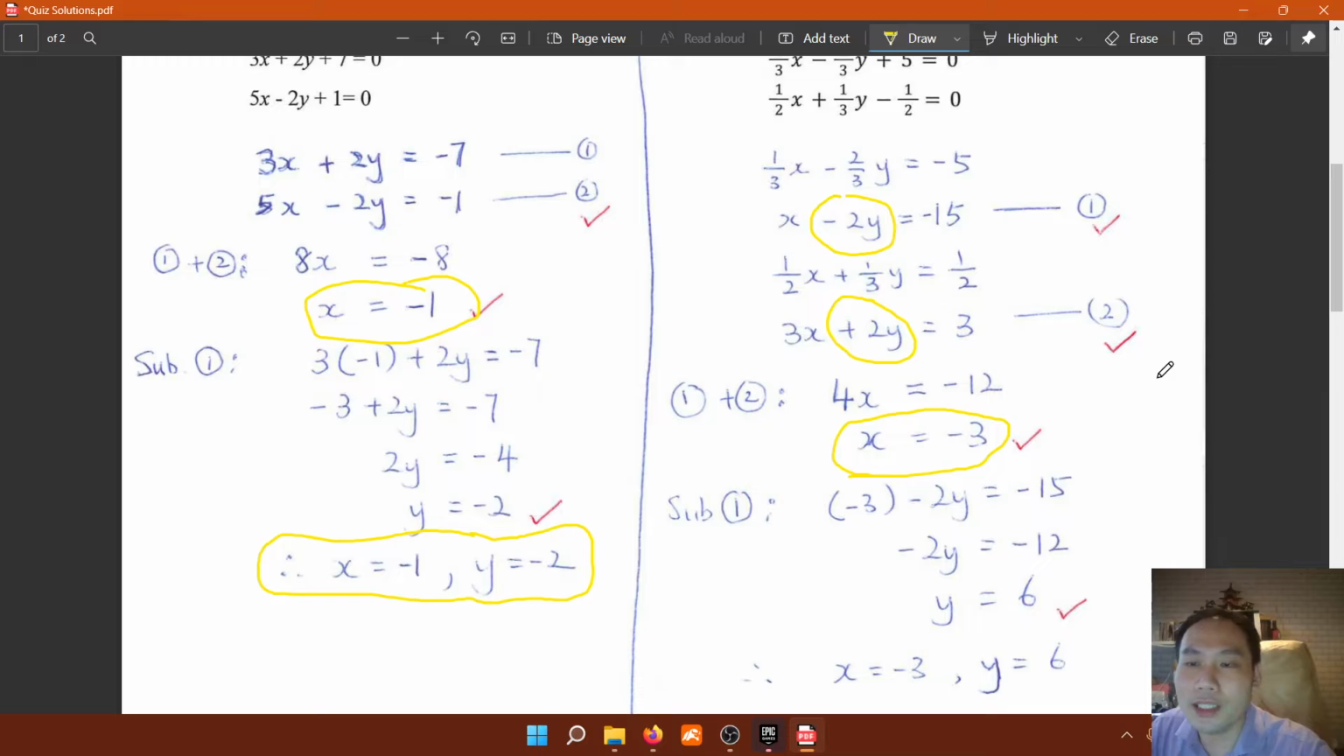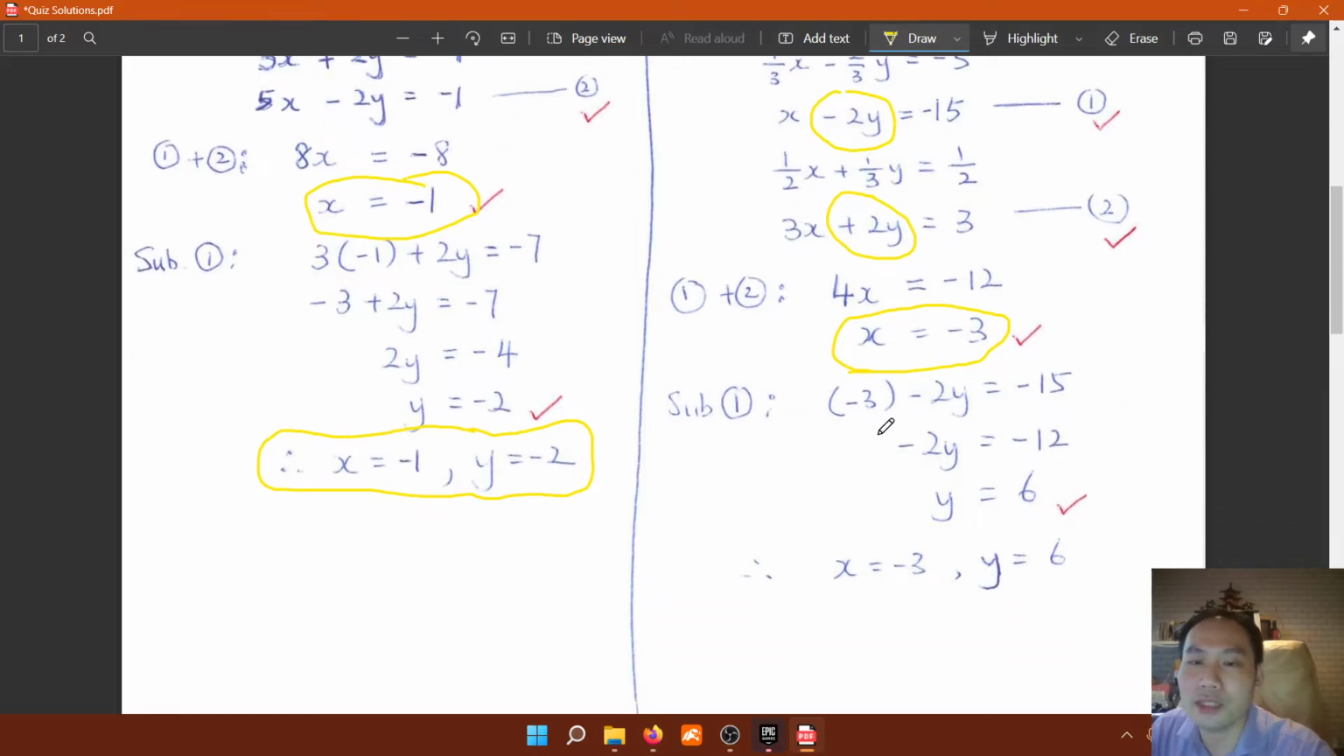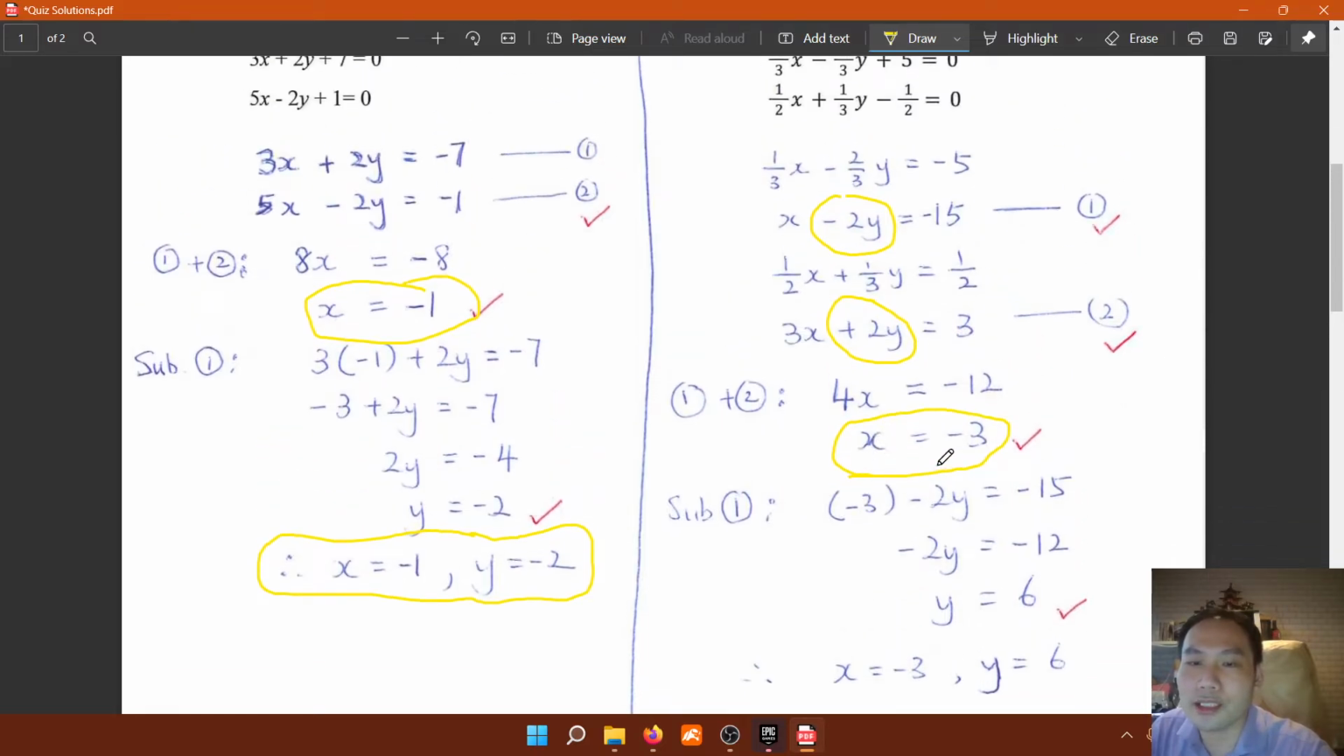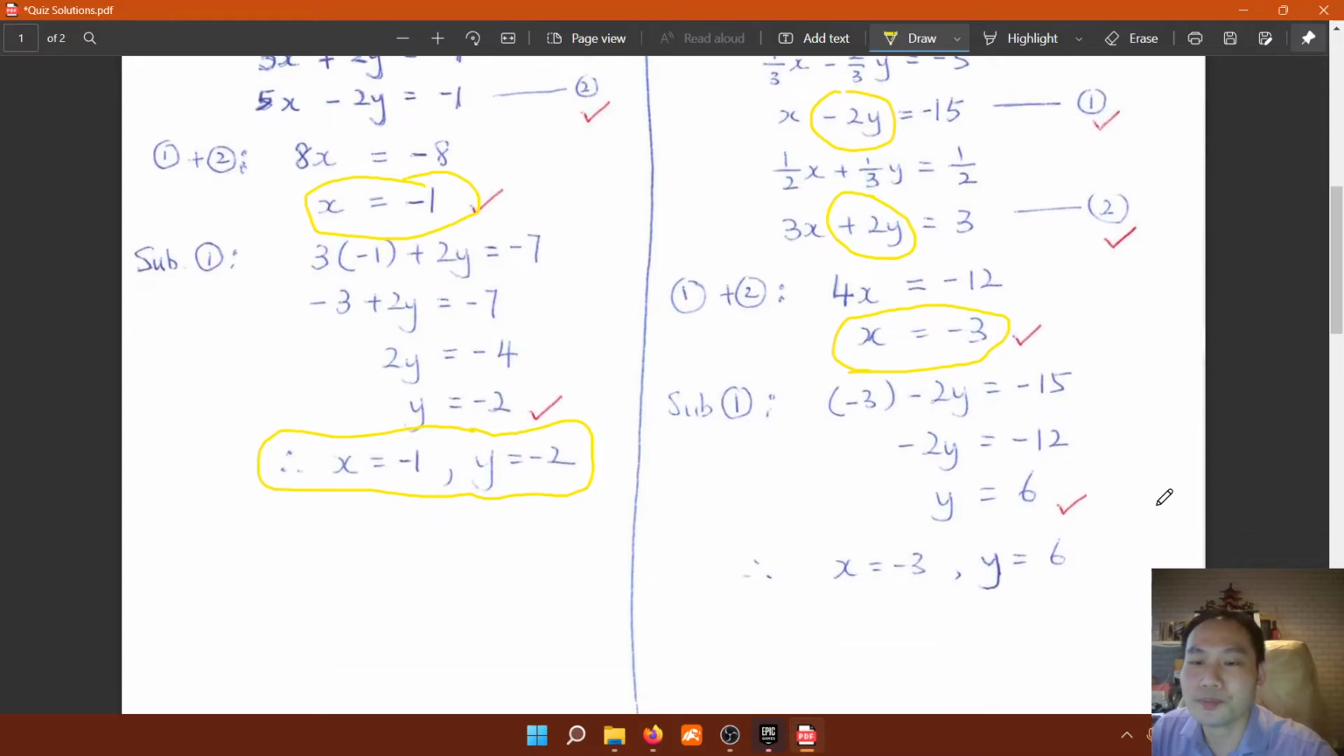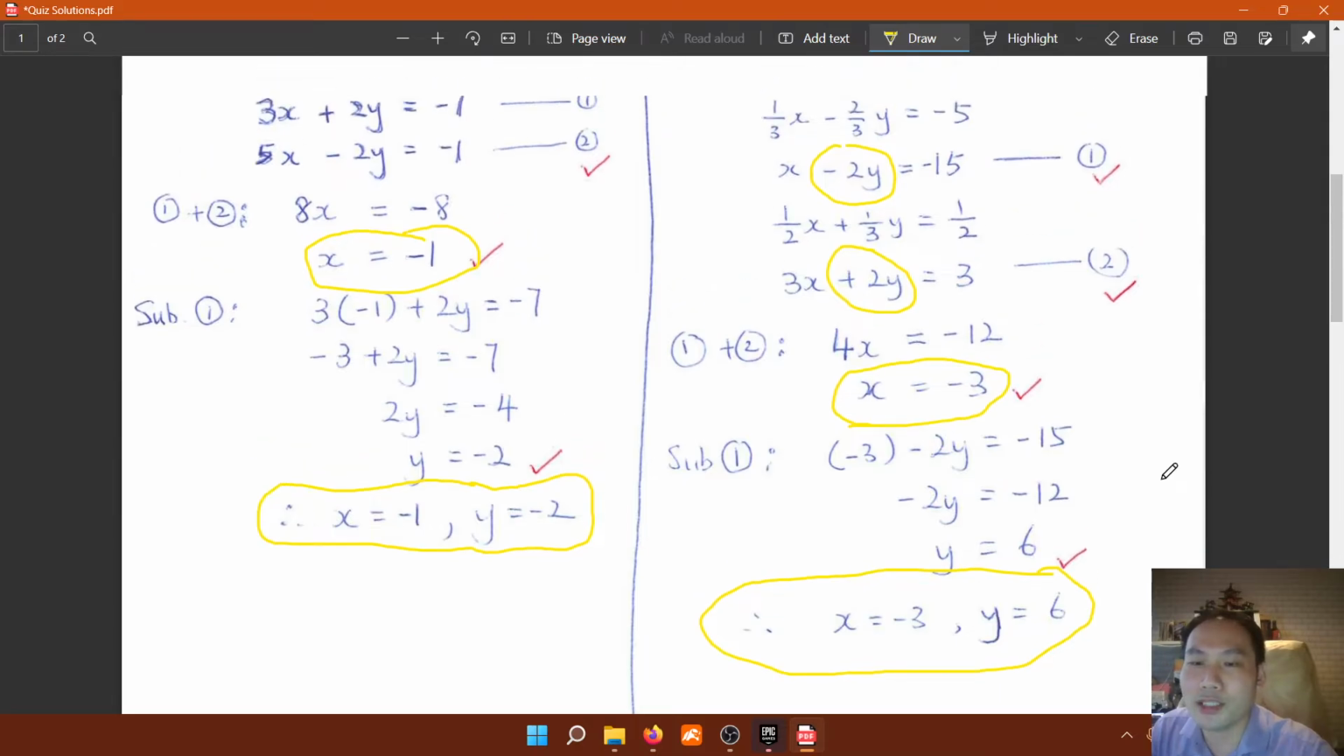Okay. Finally, we need to find y, so substitute x equals negative 3 back into equation 1 or equation 2. So we have x minus 2y over here equals negative 15. That works out to negative 2y equals negative 12, y equals 6. So finally, write down the final solution. x equals negative 3 and y equals 6.